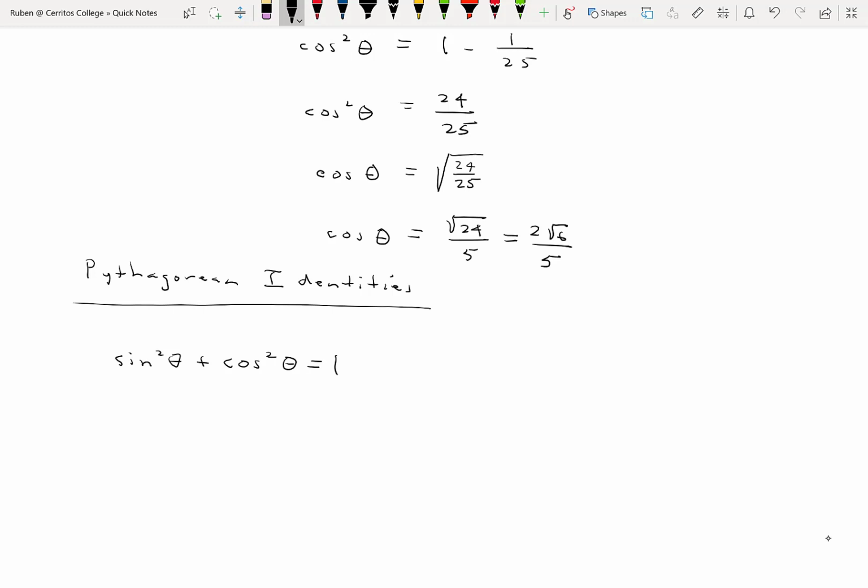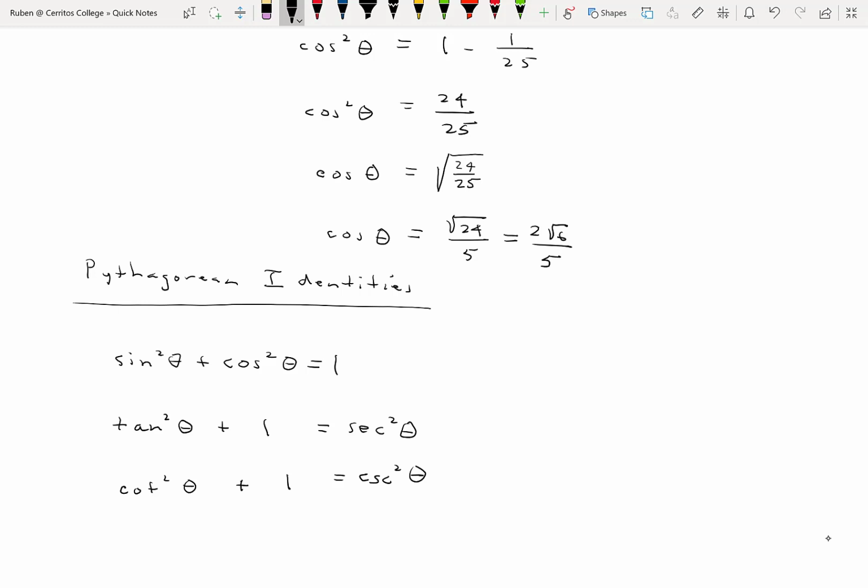There are 2 other Pythagorean identities. The first is tangent squared theta plus 1 equals secant squared theta. And the last Pythagorean identity is that cotangent squared theta plus 1 equals cosecant squared theta.